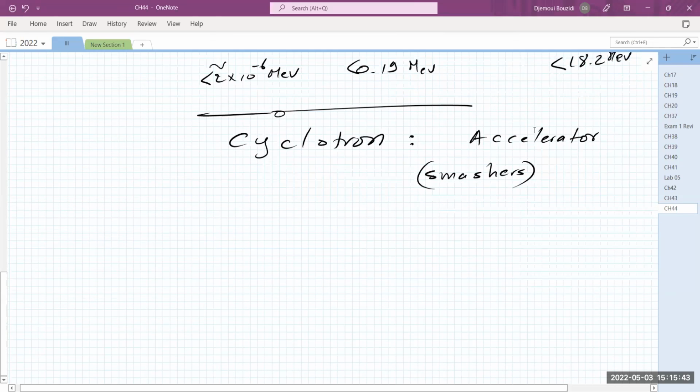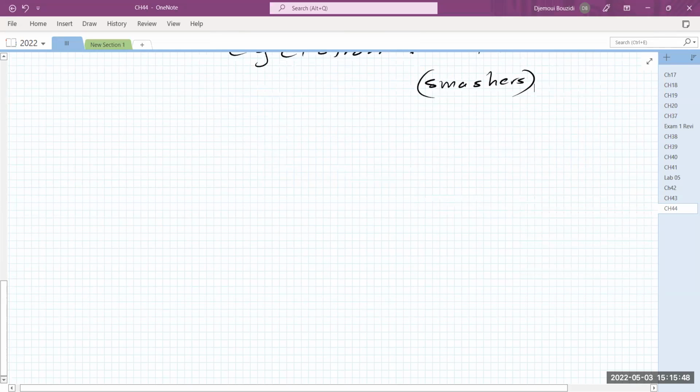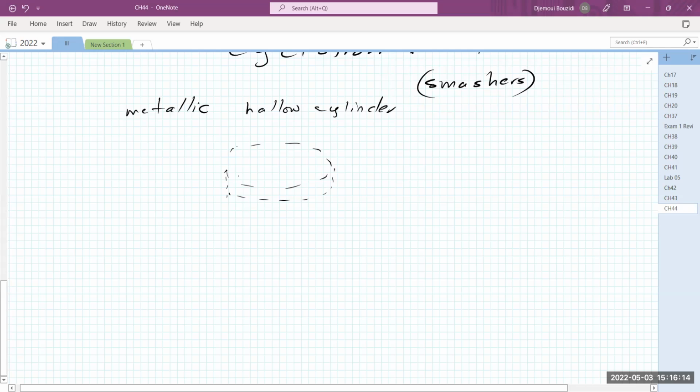So the nuclear accelerators, the first one that was proposed was a cyclotron. And the idea behind the cyclotron is that it is made up of a cylinder. So think of a cylinder like this, a hollow cylinder. And it's metallic also, so it has to be of metal. But then you cut it right in the middle.